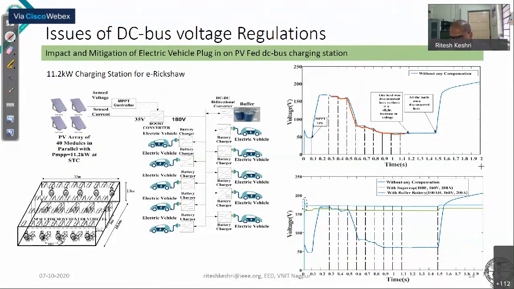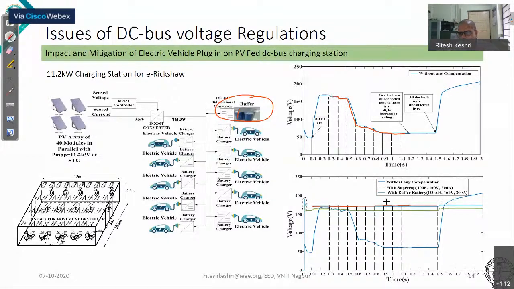This is for a short duration of time. We are talking about transients. Understand? But this is not allowed. So what do we do? We use some buffer arrangement, which I explained to you there. The buffer could be an ultracapacitor or an extra battery. So it is always required that we regulate the DC bus voltage.